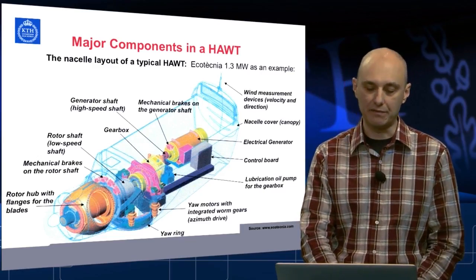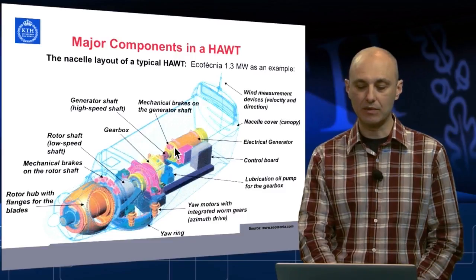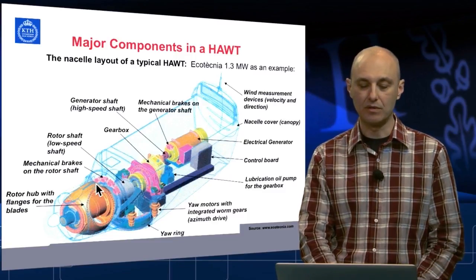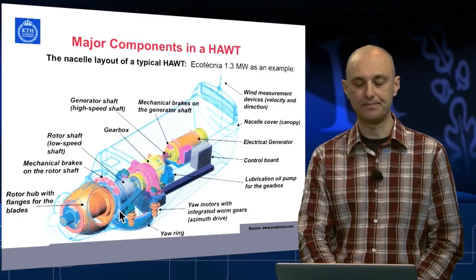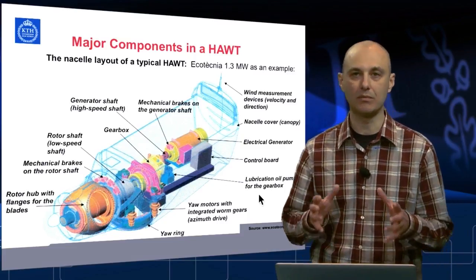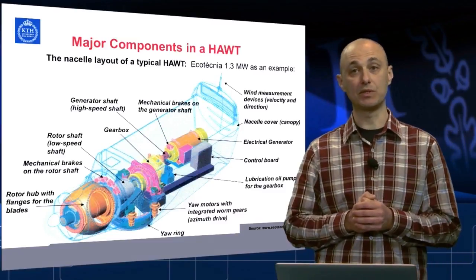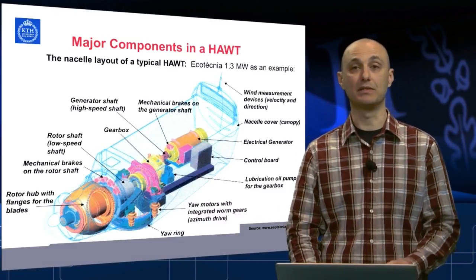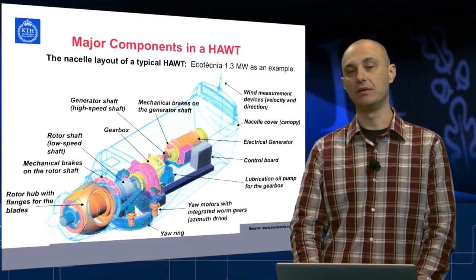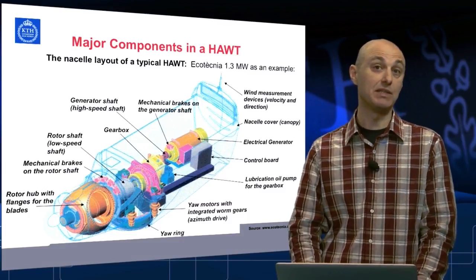Very easy to see what we need to have. Braking system on the high-speed shaft, also on the low-speed rotor shaft. We don't need to talk about all of these components. We will focus on the most important ones and the most vital ones for the operation of the machine, which also happen to be the most expensive ones, of course.